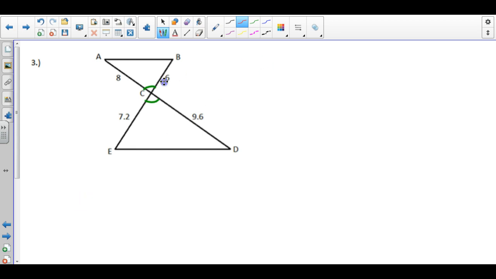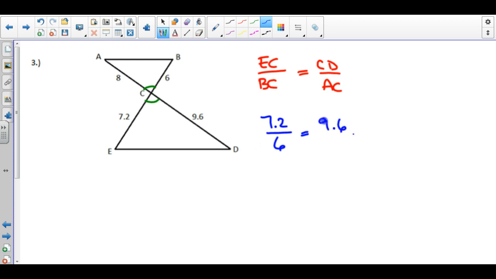So the first thing I'm going to do is try to create my side ratio by taking my shorter side, which on this drawing would be from E to C, is 7.2. So I'll take EC over my short side, which is BC, and I'm going to set that equal to my longer side over here, which is CD, and I'm going to take that over AC. And what I'm going to do is just fill in these proportions then. So I'm going to take the length of EC, which is 7.2, and take it over BC, which is 6. And then I have CD, which is 9.6, and I'm going to take that over AC, which is 8.